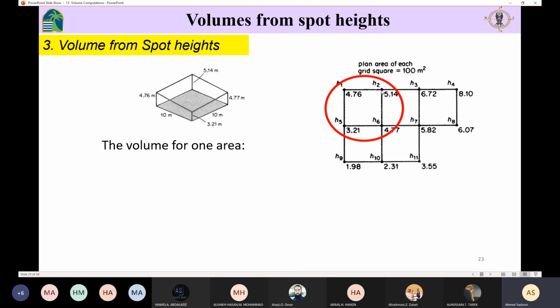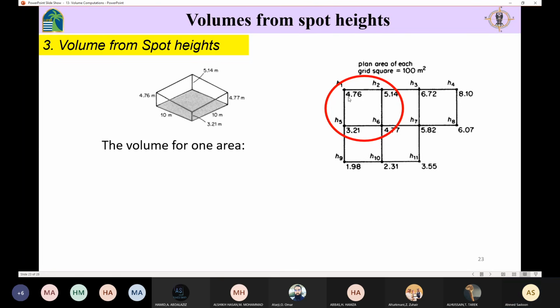So if you take, for example, this part and draw it in 3D, it's going to look like that. 4.67 represents the distance from here to here, and 3.21 represents the distance from here to here. The level here represents the formation level. This one represents the formation level. So let's say that I need to create a basement at a reduced level of, let's say, 2 meters. So this one represents the formation level.